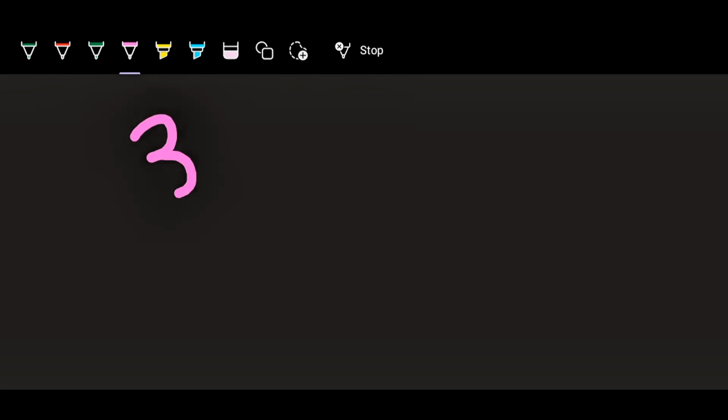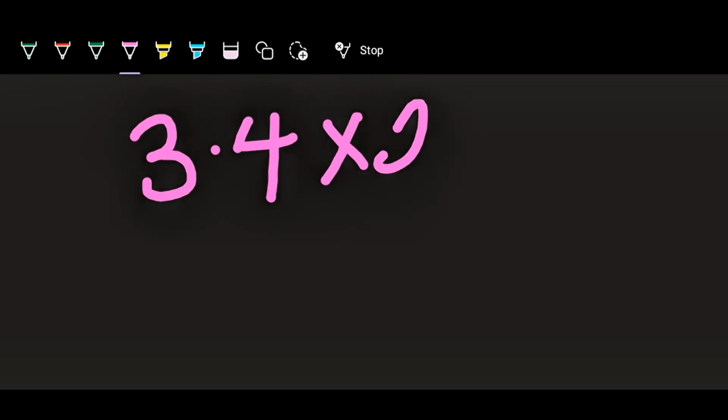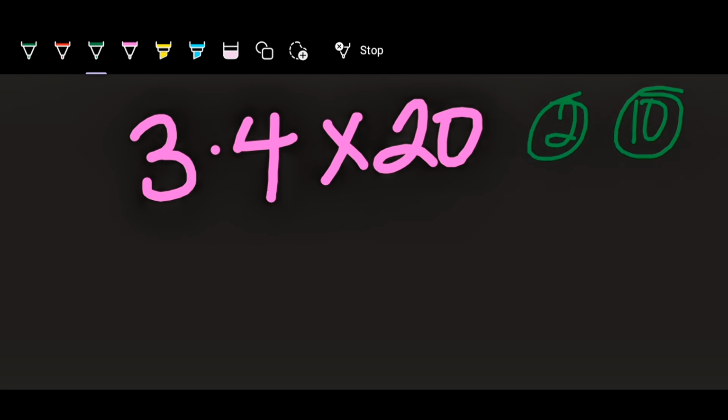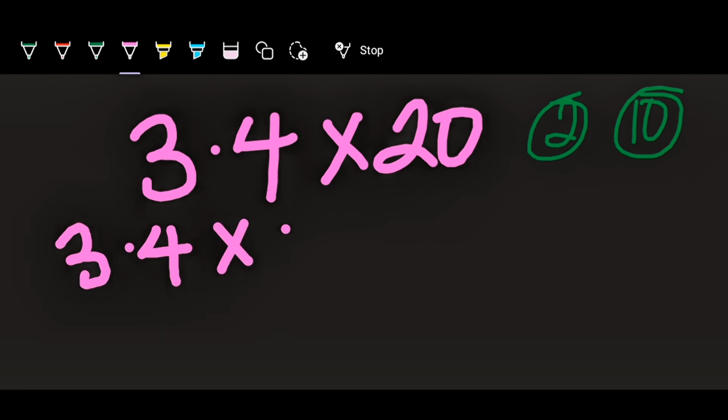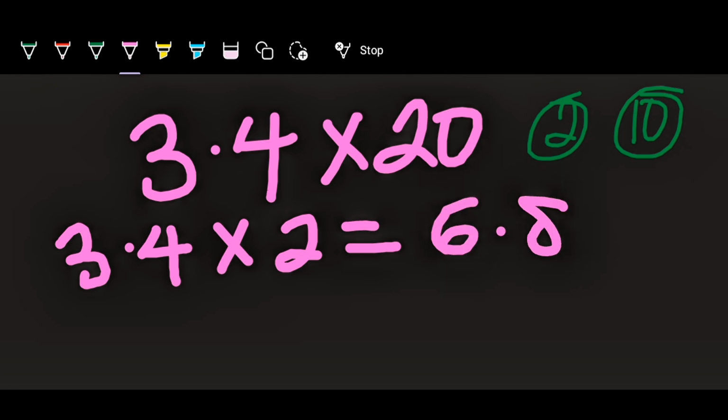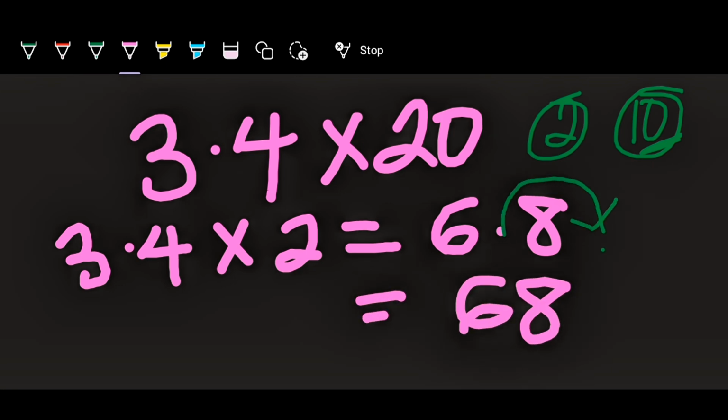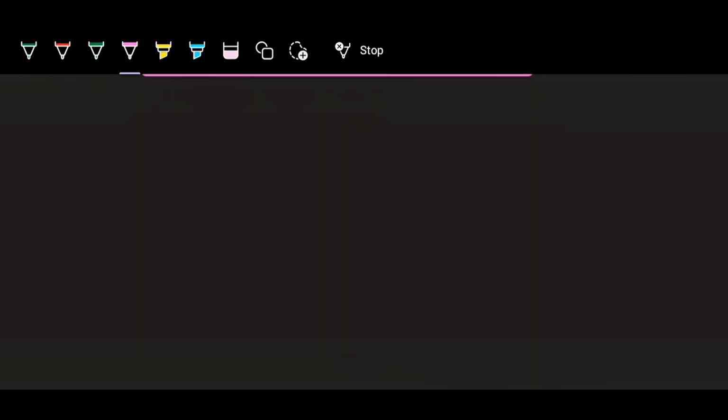All right, let's try that again, but we're going to use multiplication. So we have 3.4 times 20. Again, we're going to split it into 2 and 10. So first, we're going to multiply 3.4 by 2. And we're going to get, so 2 3 is 6, and then 2 4 is 8, so 6.8. Now we're multiplying by 10. So we have 1 0, and we are multiplying, so we're moving one time to the right. So our answer is now 68. See that?